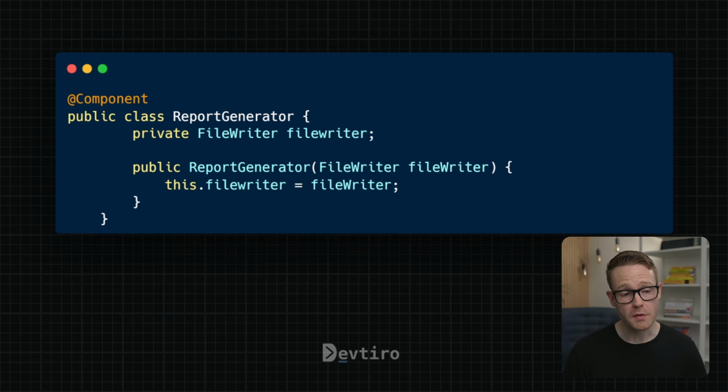You may also note that the report generator class has the @component annotation on the top, marking this as a bean. That means anywhere that we have declared report generator as a dependency, it will be injected, and the file writer will be injected into the report generator because it's declared it as a dependency.